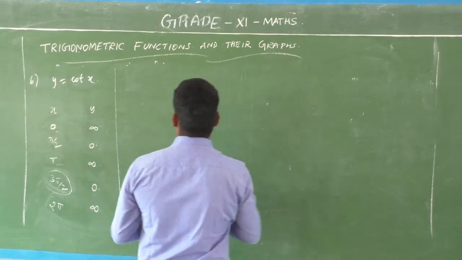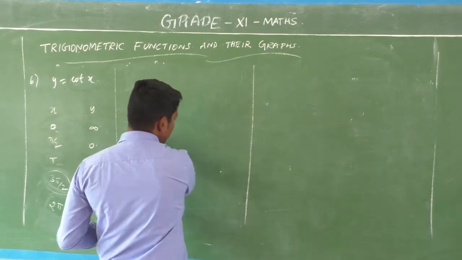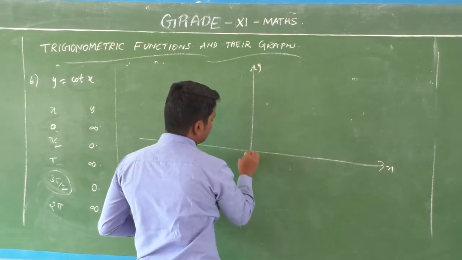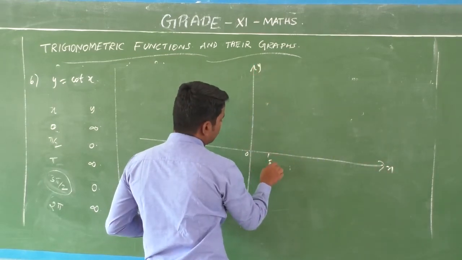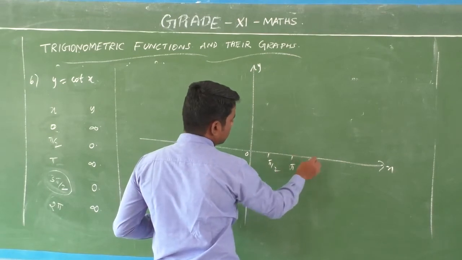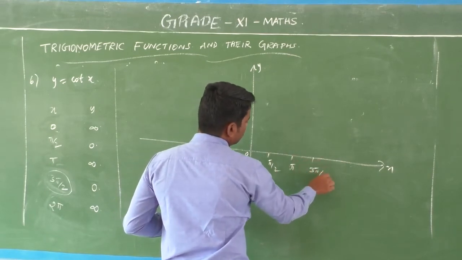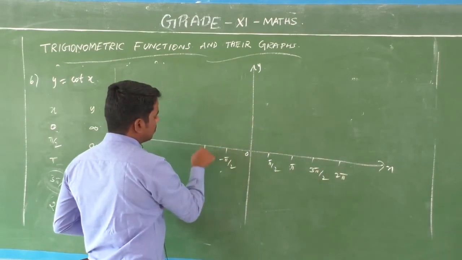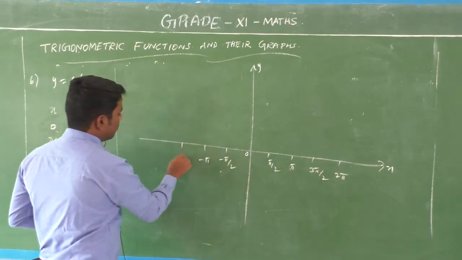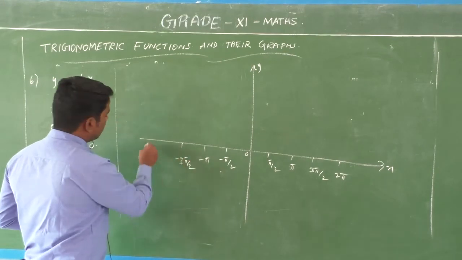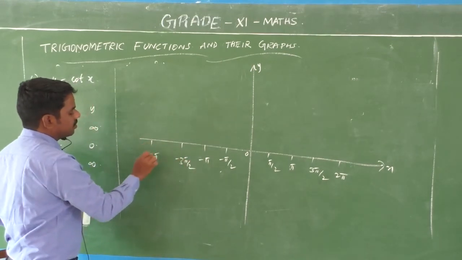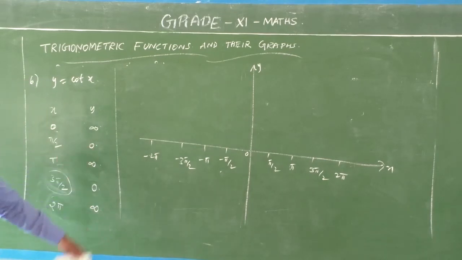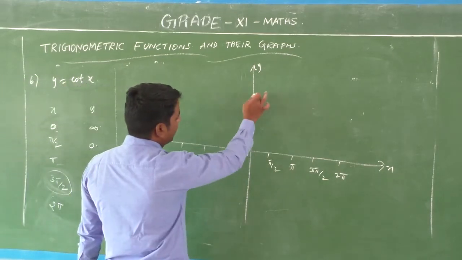Plot this point. Draw the curve y equal cot x. Mark the x-axis and y-axis: 0, pi by 2, pi, 3 pi by 2, and 2 pi, and minus pi by 2, minus pi, minus 3 pi by 2, and minus 2 pi. At x equals 0, cot x is not defined, so the curve does not meet at x equals 0.